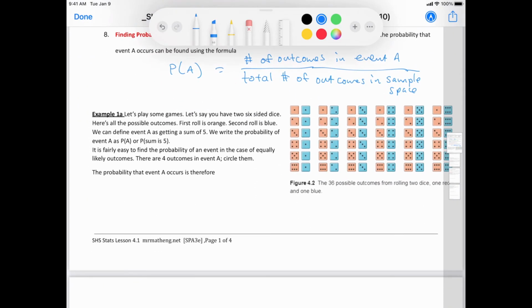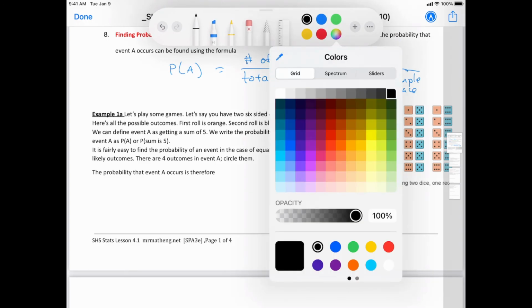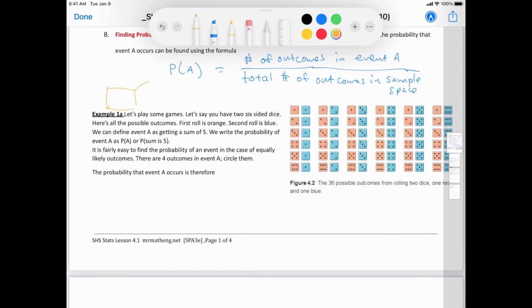Example 1a. Let's play some games. Let's say you have two 6-sided dice. I think we said the first one is orange, and they have various numbers on those. And the other one is blue, and maybe it has all the numbers 1 through 6 on there. Okay, that's my 2 dice.